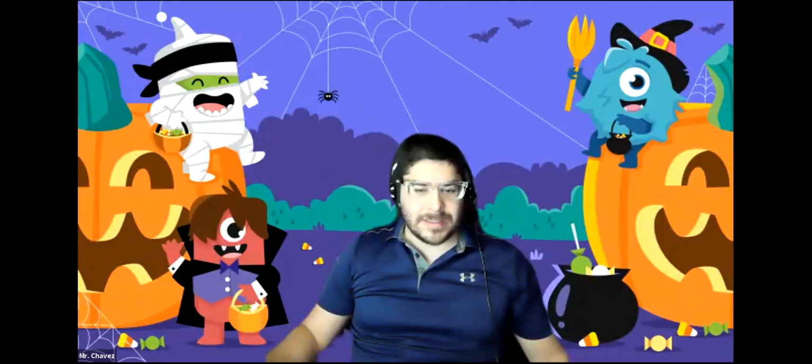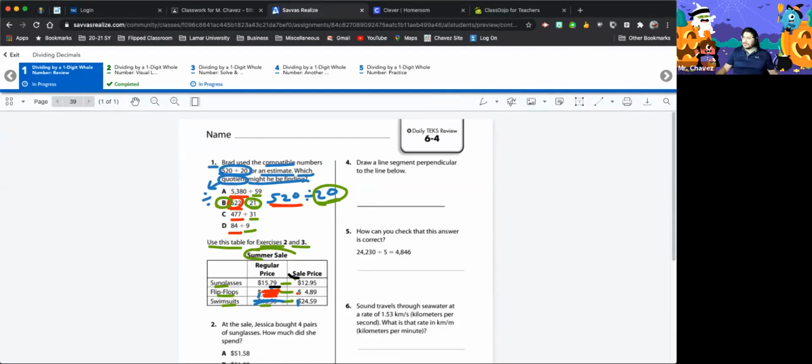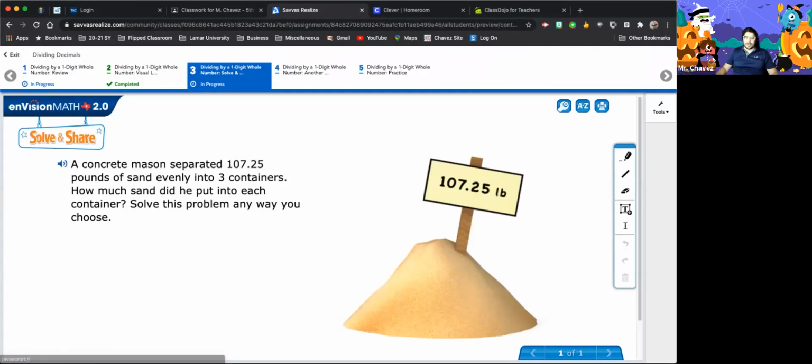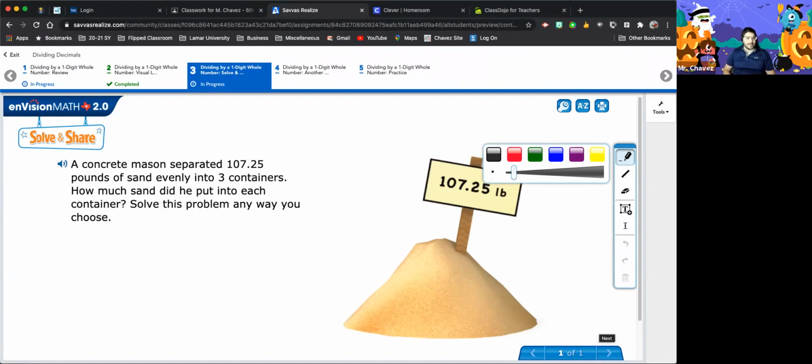Let me go ahead and go back to sharing my screen. Okay. So the only thing that I want you guys to do now for today is just to do number 3. So your homework tonight, just do number 3. This one. Does everyone understand? On Savas, just do number 3. You have your pen, just mark your answer here and just click OK, and that's it. It'll be done. Does that make sense?